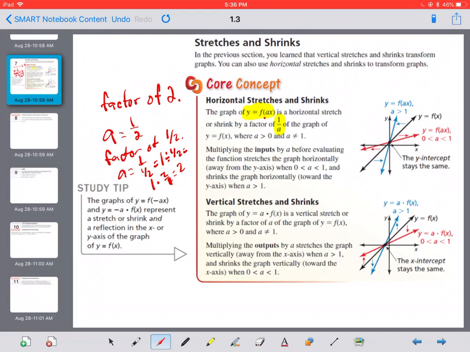Now, a vertical stretch or shrink, you take that a value, whatever it is, the factor that they want you to use, and you just multiply the whole problem by that. So there's no change to it, but it gets multiplied times everyone. With the x, or the horizontal, it flips reciprocal, but it only multiplies by the x.